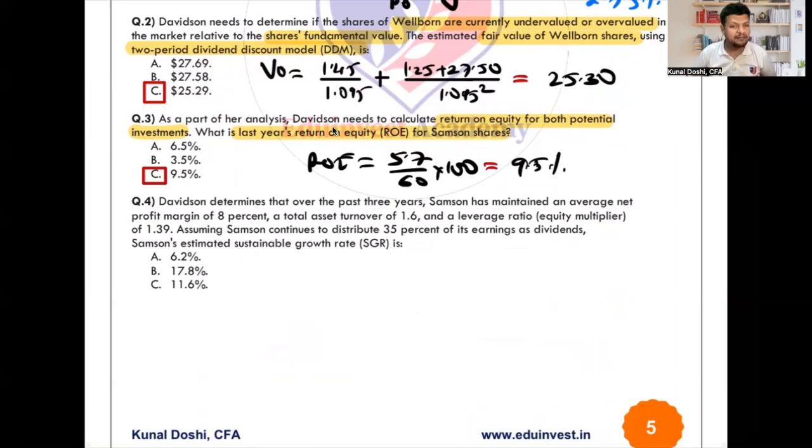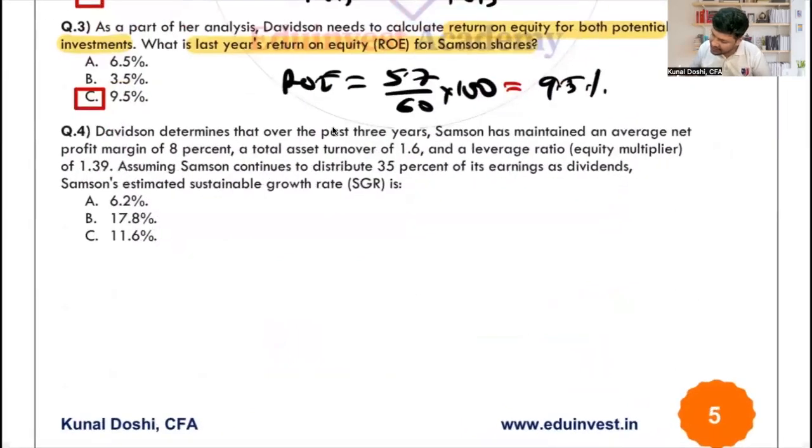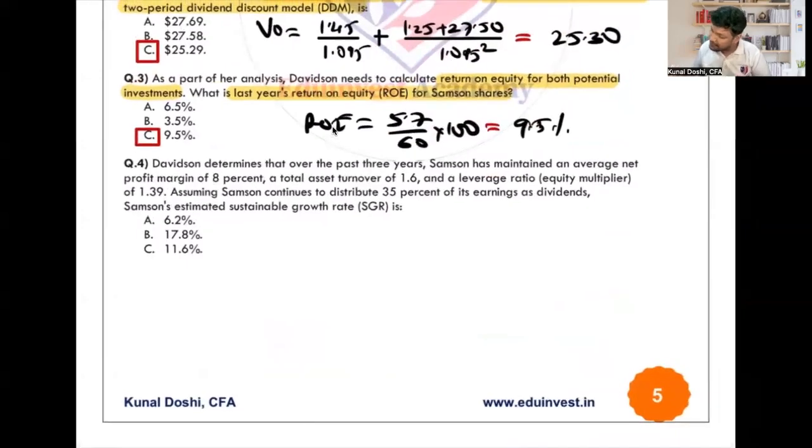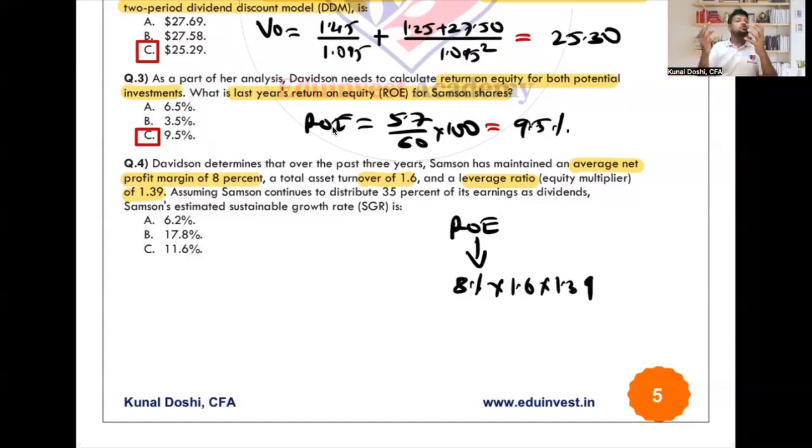Everyone, 9.5 manageable, easy. Davidson determines that over the past years, Samsung has maintained an average net profit margin of 8%, asset turnover of 1.6, and leverage ratio of 1.39. That is basically, they are giving me a DuPont ROE. What is my DuPont ROE, everyone? My DuPont ROE is net margin, 8%, into asset turnover, into 1.39, the leverage ratio. This is your three-way DuPont ROE, correct?